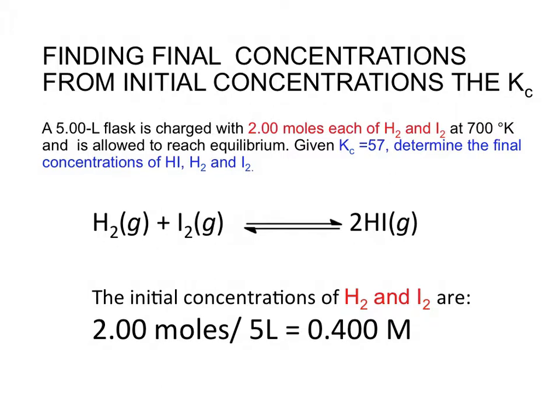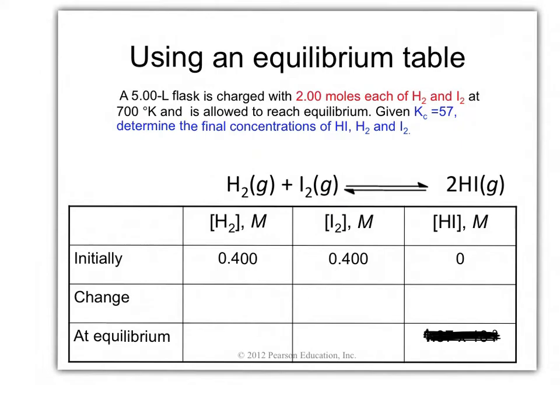So the first thing we have to do, because we're not given the initial concentrations, is to express those concentrations by taking the number of moles of each of the reactants divided by the volume of the container. So we can see that our initial concentrations of H2 and I2 are 0.4 molar.